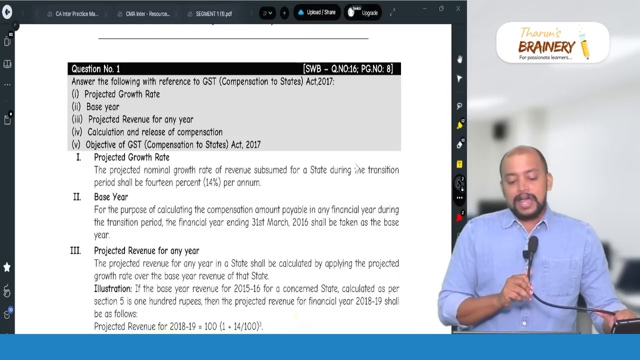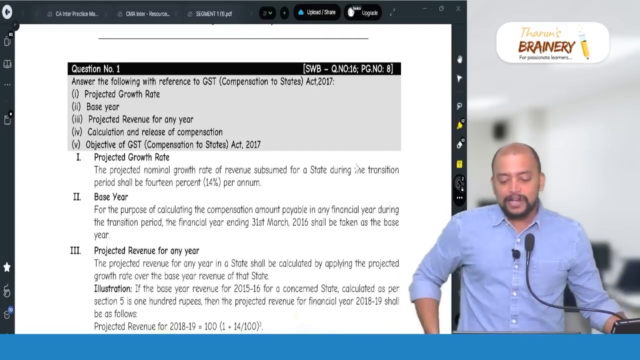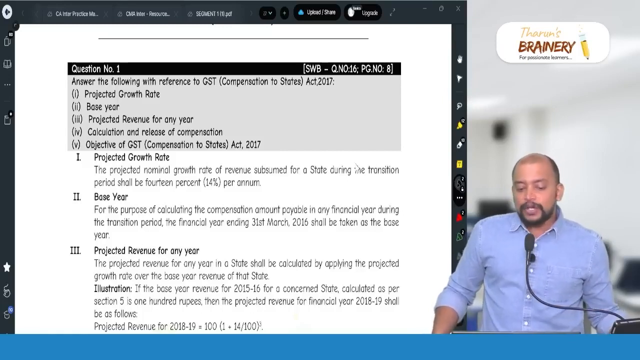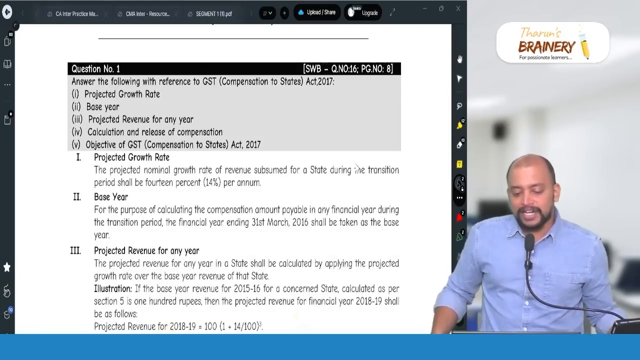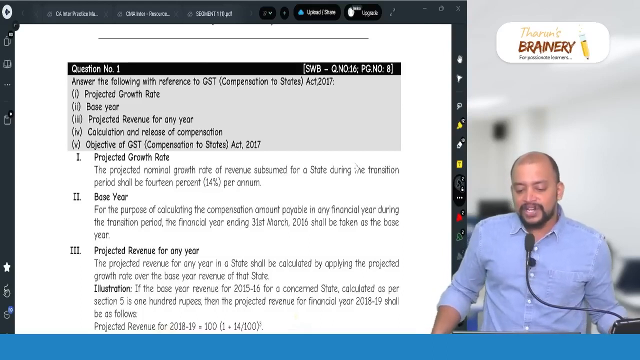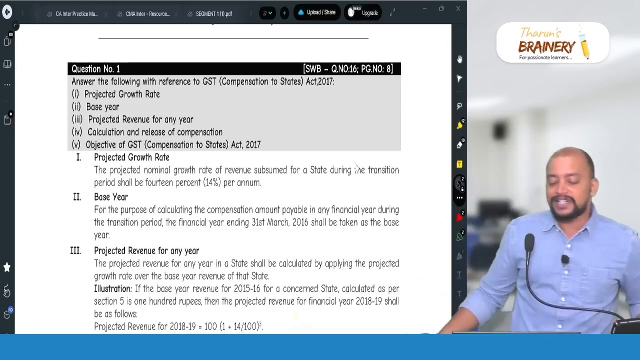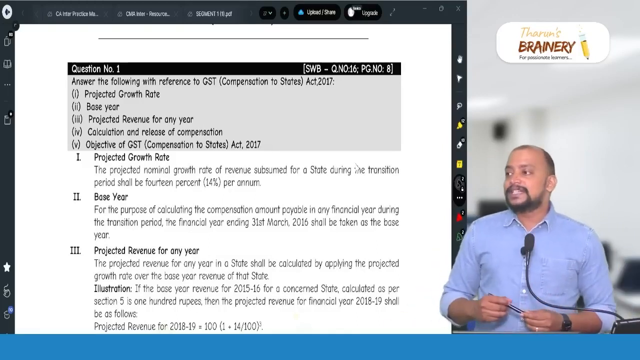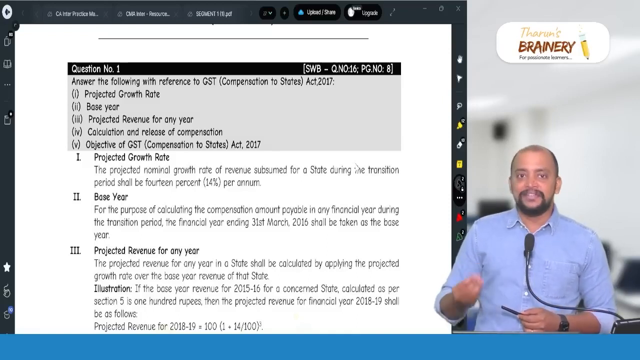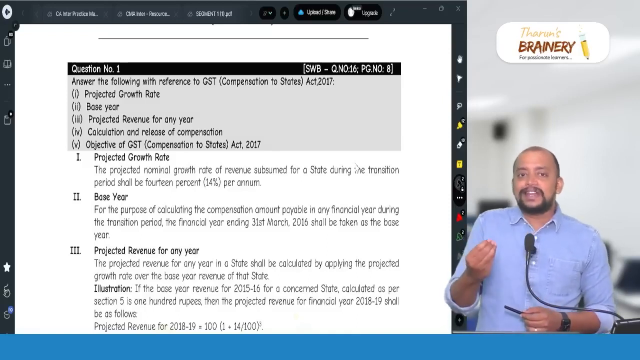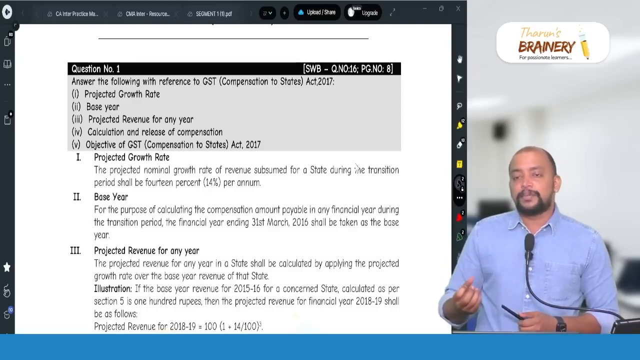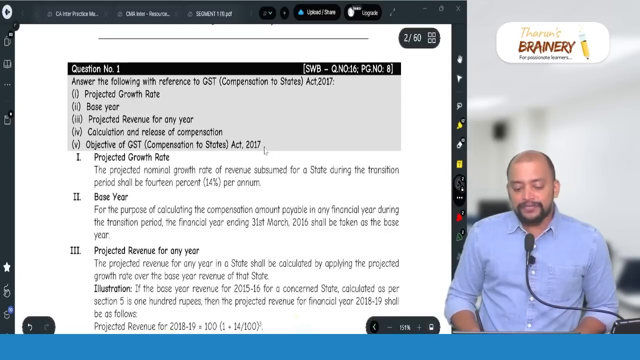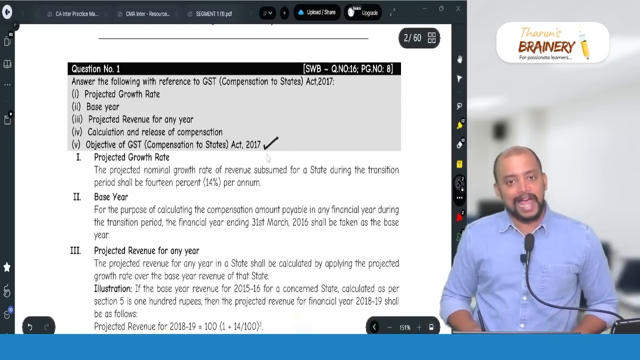Question one: answer the following with reference to the GST Compensation to States Act 2017: projected growth rate, base year, projected revenue for any year, calculation and release of compensation, and the objective of the Act. First of all, GST compensation is levied in order to compensate the loss of revenue to the state governments on account of the implementation of GST. That is the objective of this Act.